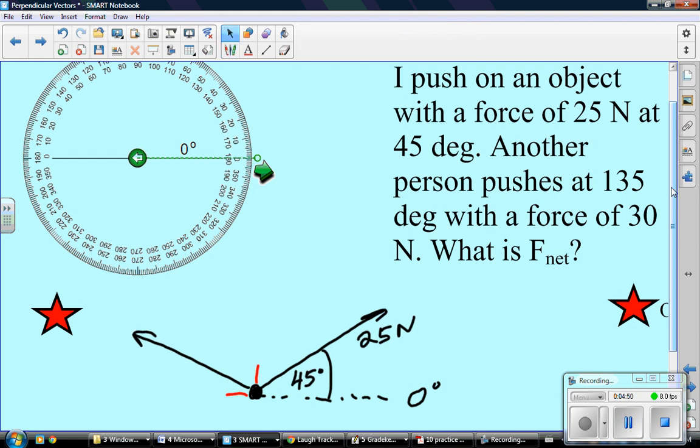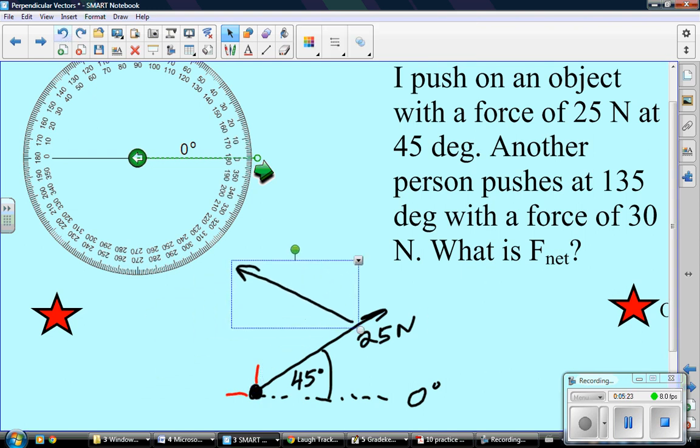Now, is that where I should put that vector? No. If we're doing vector addition, I need to add them head to tail. So I need to place this one at the end of that one there. Okay? Because we can't add our vectors. We know that if something pushes it this way at 25 newtons and something pushes it that way, we're going to end up going off in that direction somehow. But we can't add it properly with this vector over here. So we need to move it over there. That's how we draw proper vector addition.